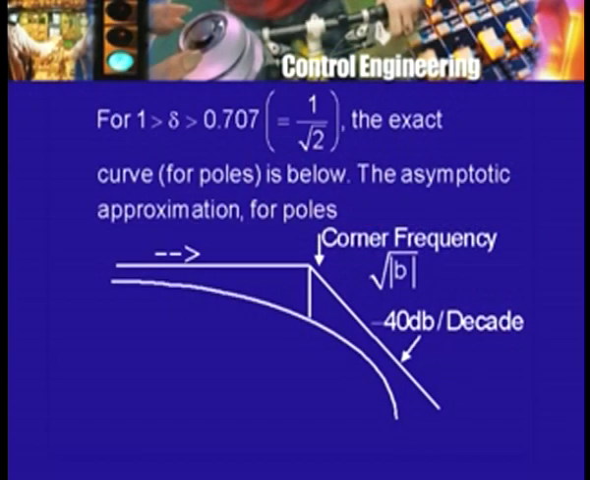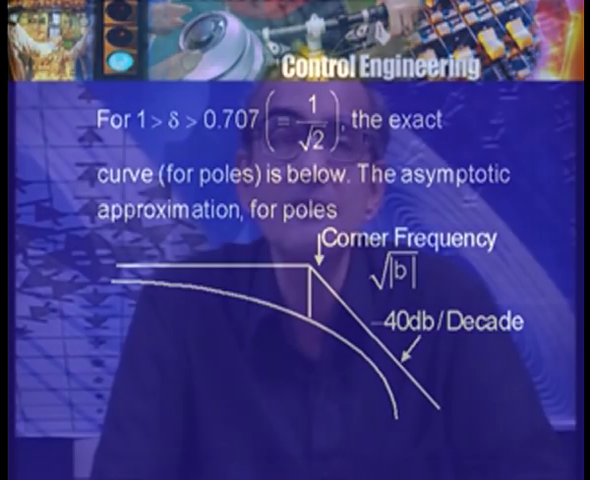So, the two ends are easily sketched as I have shown here. This one is constant, this one has a slope, if it is a pole, of minus 40 dB per decade, and the point of intersection is this corner frequency, which as we have seen can be found out easily. But how good is this approximation? For the case of a simple real pole or a real zero, that is a factor just s minus z or s minus p, we saw that the approximation was quite good, and we also saw that there was a slight error, and one can find out what the error is.